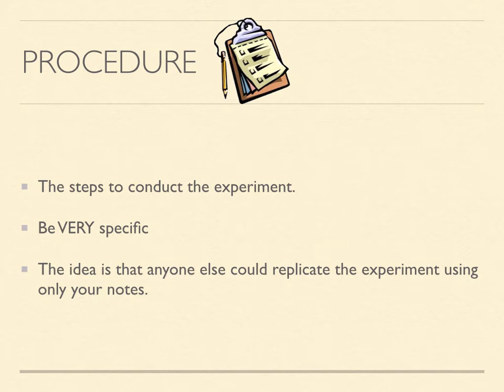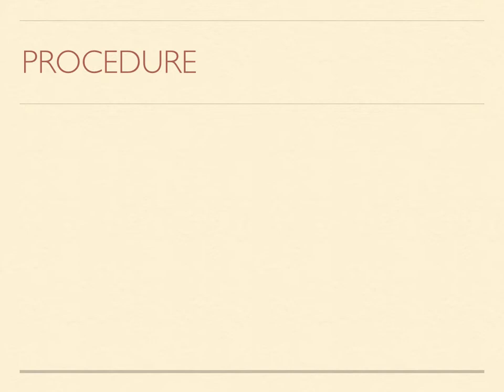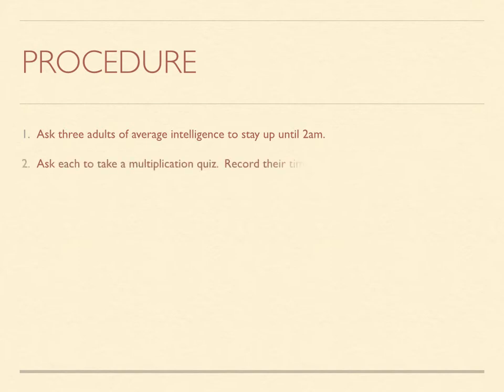So, if I was going to do my mock experiment, I might have something like: ask 3 adults of average intelligence to stay up till 2 a.m. Get them to take a multiplication quiz, record their time and accuracy. Notice this is before they've drunk anything. I want to see if there's an improvement.